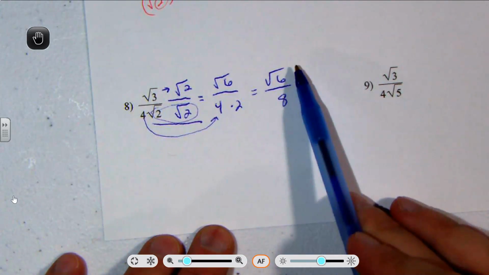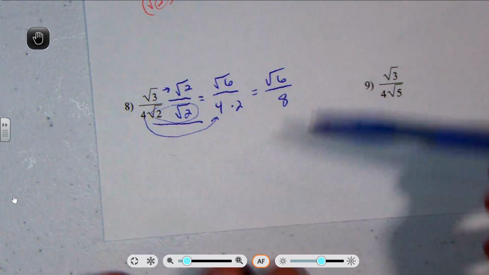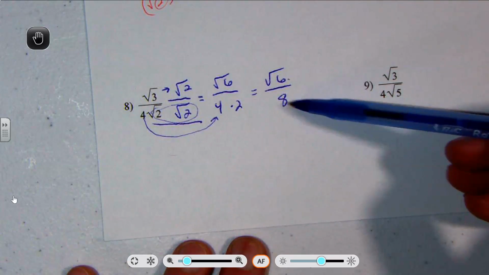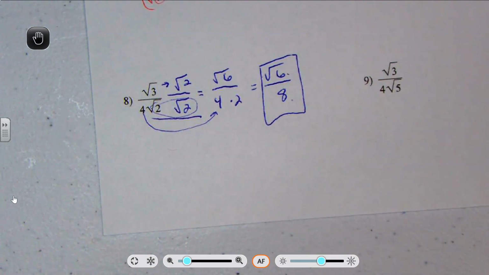Not in a radical, in a radical. I cannot simplify 6 over 8 to be 3 over 4. Because this is inside of a radical, that's not. There's no perfect squares that go into 6. So that's going to be completely simplified.